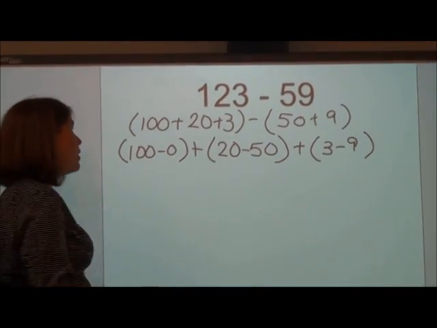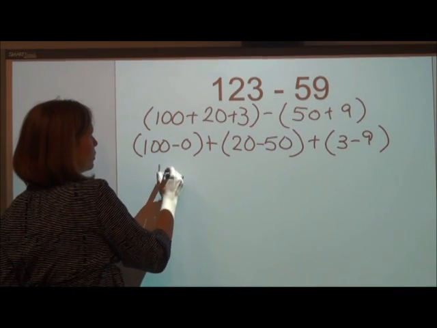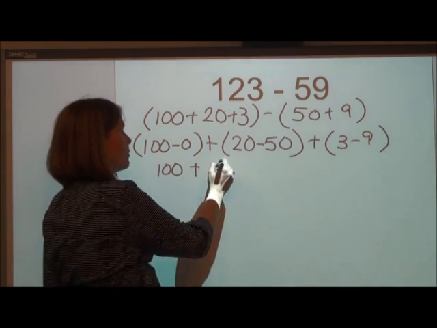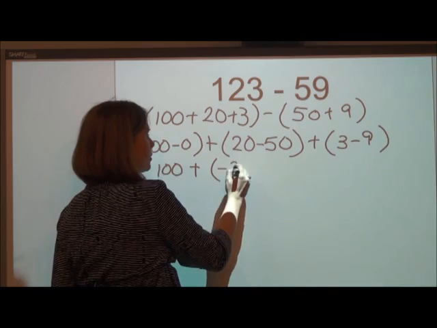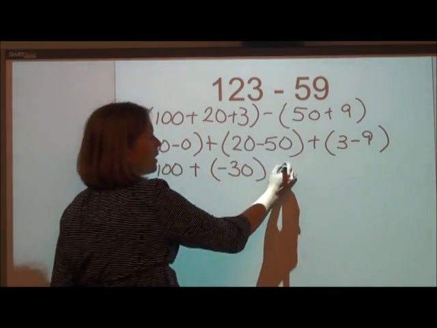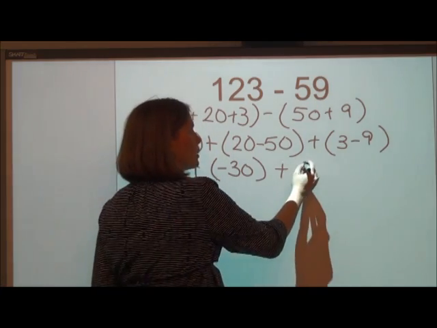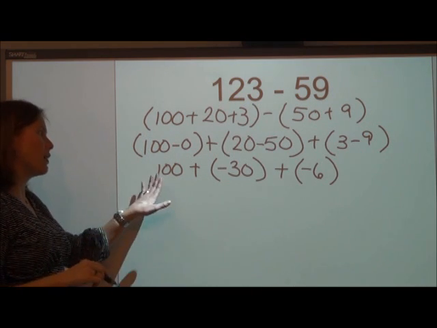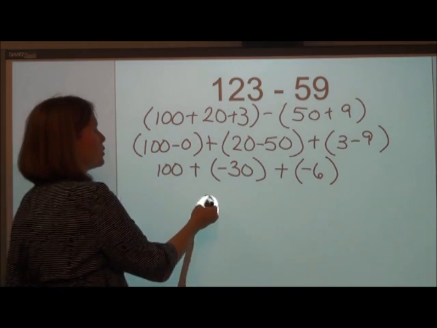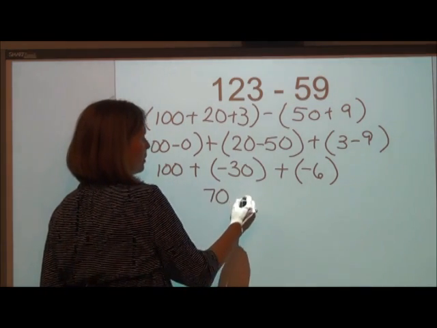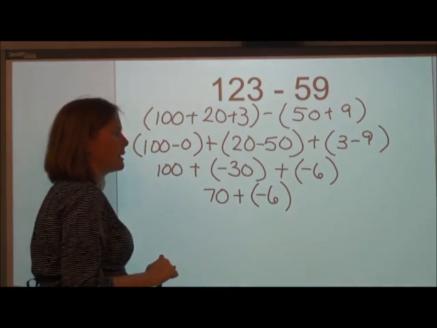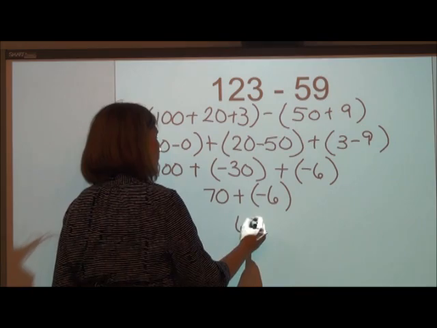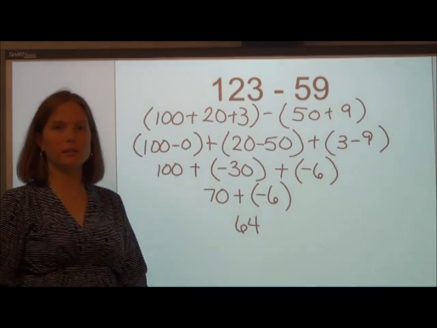So when we do our subtraction, we are going to have 100 minus 0, which will give us 100. We're going to add that to our negative 30, which is 20 minus 50, because we still are owed 30. And then we have our 3 minus 9, which will give us our negative 6, because we're still being owed 6. So when we add these together, we have 100 plus negative 30, which will give us our 70. And then we still have that negative 6 that we're owed, so we're going to take that away from our 70, and that's going to get us our 64 as our difference.